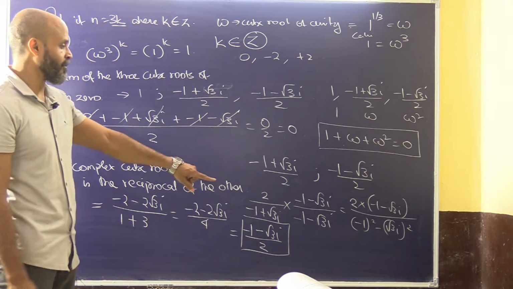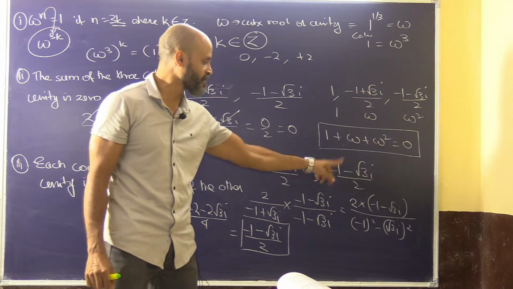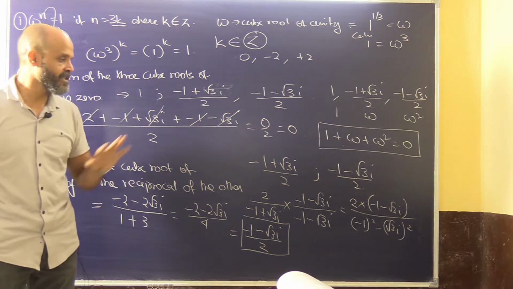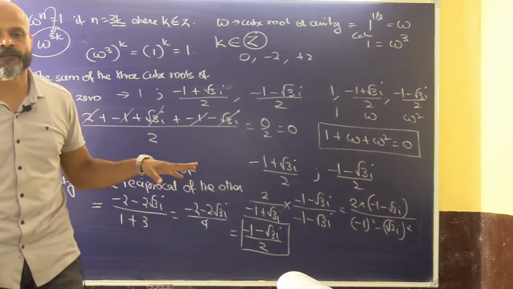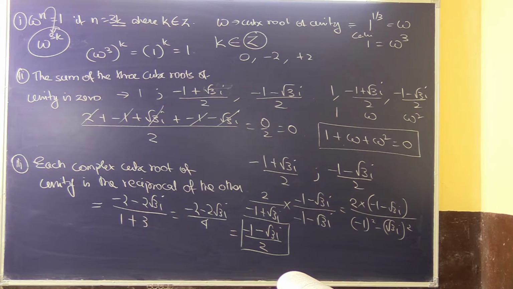Okay. So if you look, if I take the reciprocal of this one, I will get this one. If I take the reciprocal of this one, I will get this one. So each complex cube root of unity is the reciprocal of the other. Okay, so these are some properties. We are going to study more properties of the complex cube roots of unity.